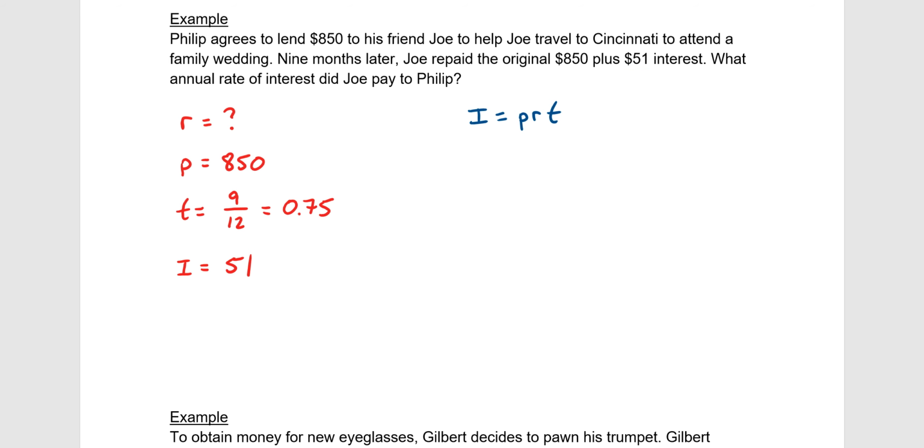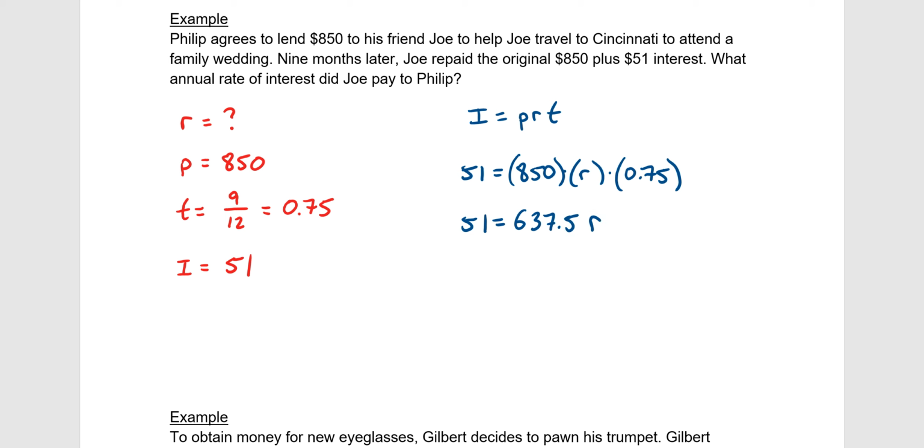It's going to end up being 51 equals 850 times R, which is just R, so we leave it as R. I'll put it in parentheses. Times T, which is 0.75. The way that we have to solve this, we have to multiply those numbers on the right together first. 850 times 0.75 gives us 637.5 times R. So we're looking for R.